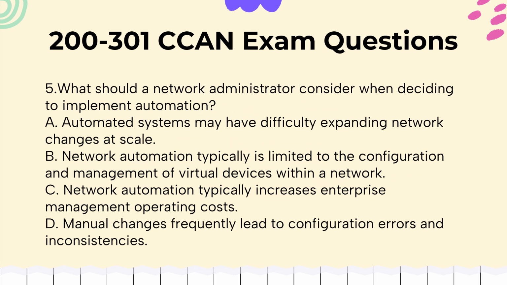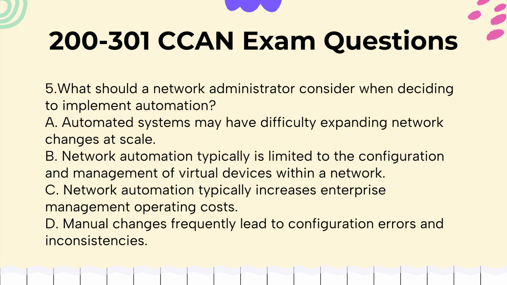5. What should a network administrator consider when deciding to implement automation? A. Automated systems may have difficulty expanding network changes at scale. B. Network automation typically is limited to the configuration and management of virtual devices within a network. C. Network automation typically increases enterprise management operating costs. D. Manual changes frequently lead to configuration errors and inconsistencies.